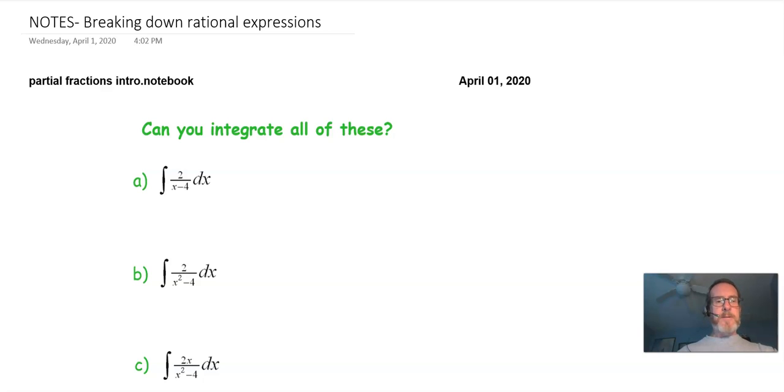Hello, Calc BC students. Today's lesson is really actually not going to be anything about calculus, but a couple topics in pre-calculus that we're going to need in order to be able to do the next type of integrals that we're going to be studying.